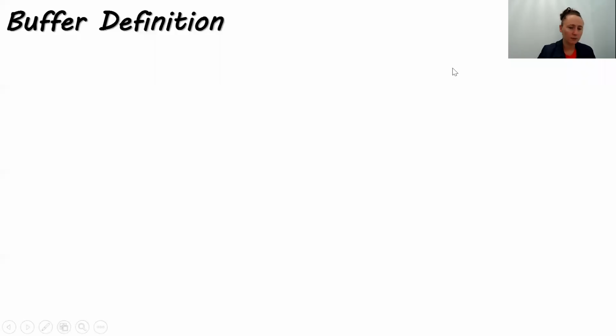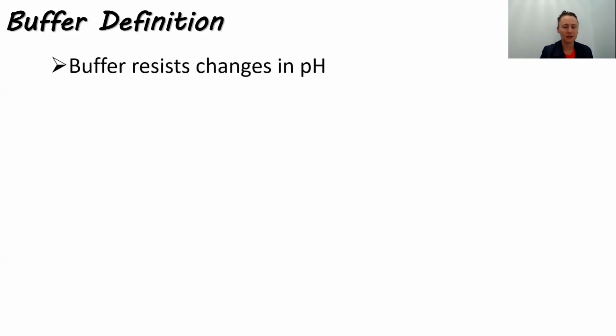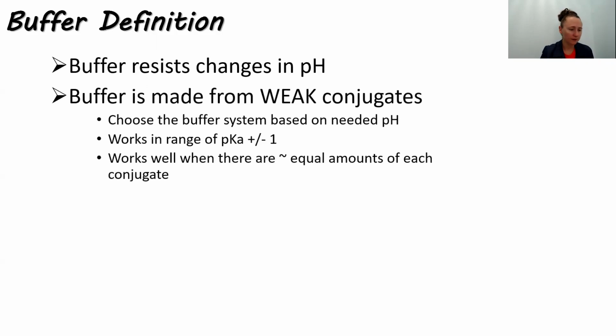In this unit, we'll be discussing buffers, and buffers are very important to resist changes in pH so that certain reactions can run in the conditions that they need. All right, a buffer is made from weak conjugates. So what that means is when you make a buffer, you need both the HA and the A minus.